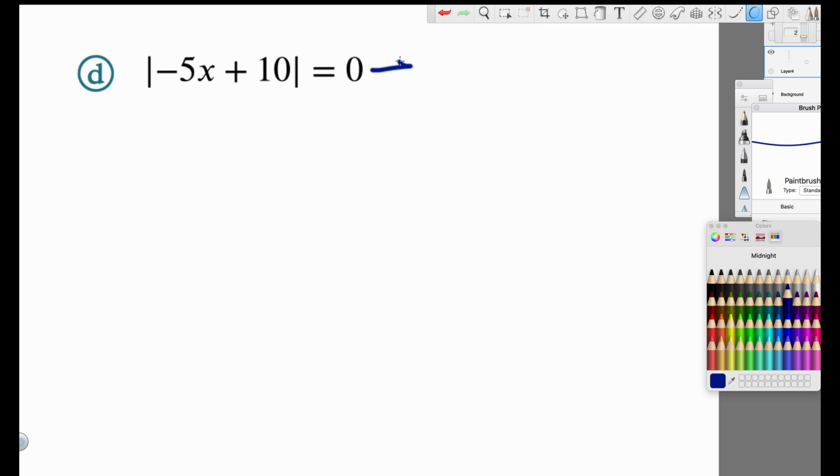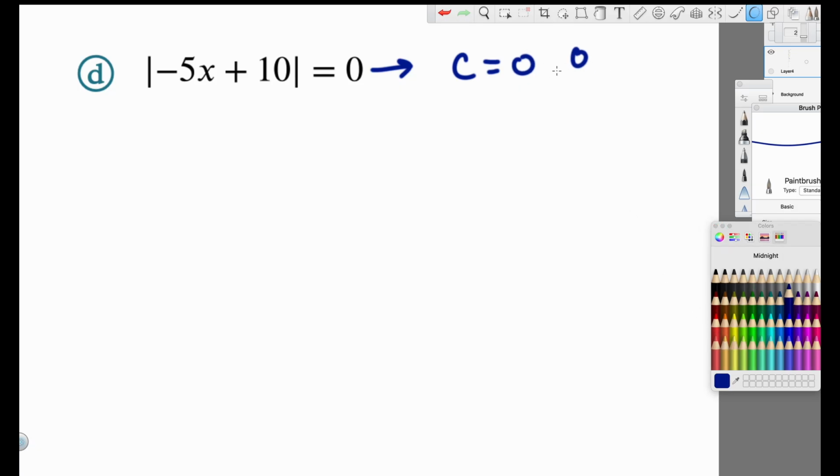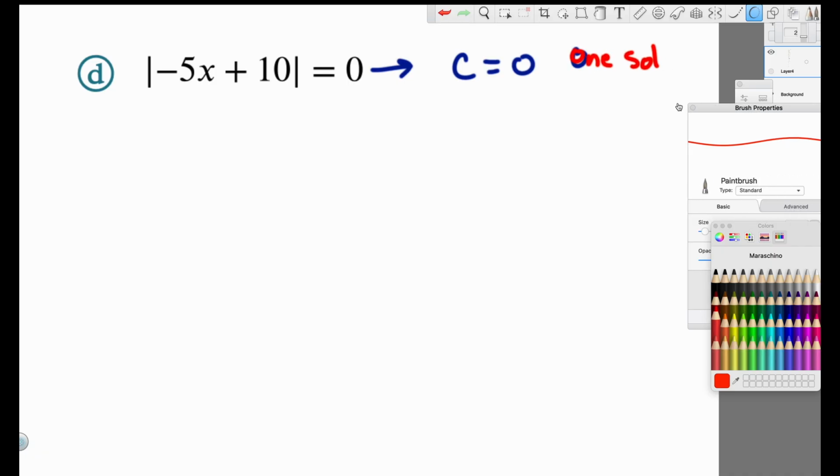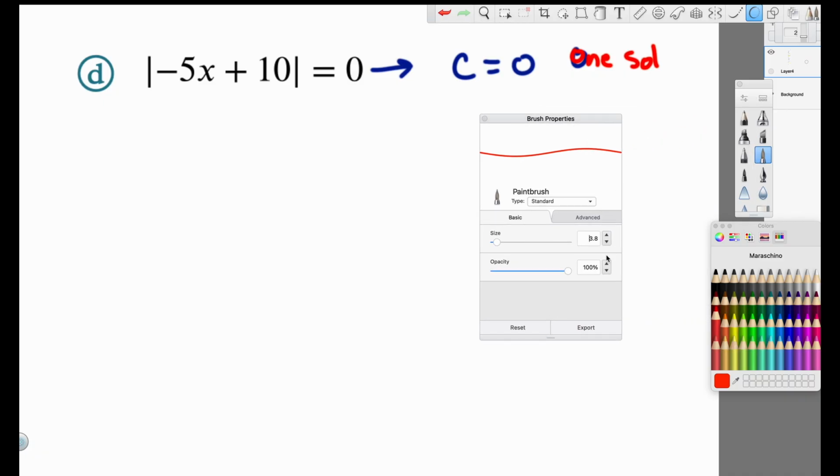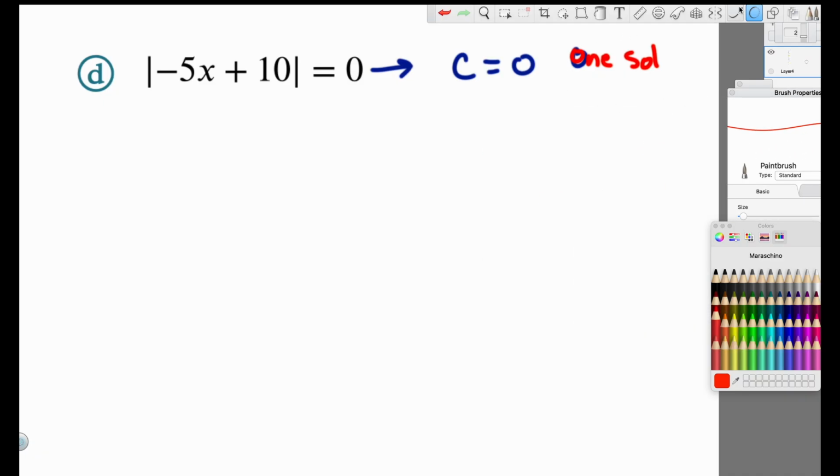Okay, we look at this. C equals 0. So this means we have, I've been using red, one solution. Still think this brush is too thick. One solution. So I'm just going to remove the absolute value here and set it equal to 0.